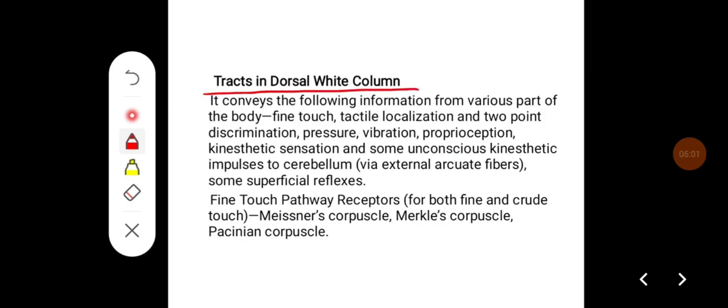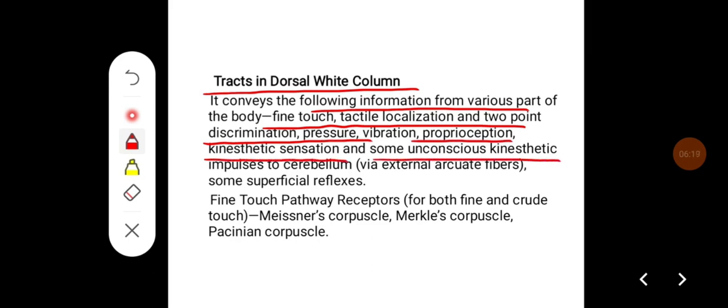Tracts in the dorsal white column. So these tracts convey the following information from various parts of the body: fine touch, tactile localization, 2-point discrimination, pressure, vibration, proprioception, kinesthetic sensation, and some unconscious kinesthetic impulses to the cerebellum via external arcuate fibers. They also convey superficial reflexes as well.